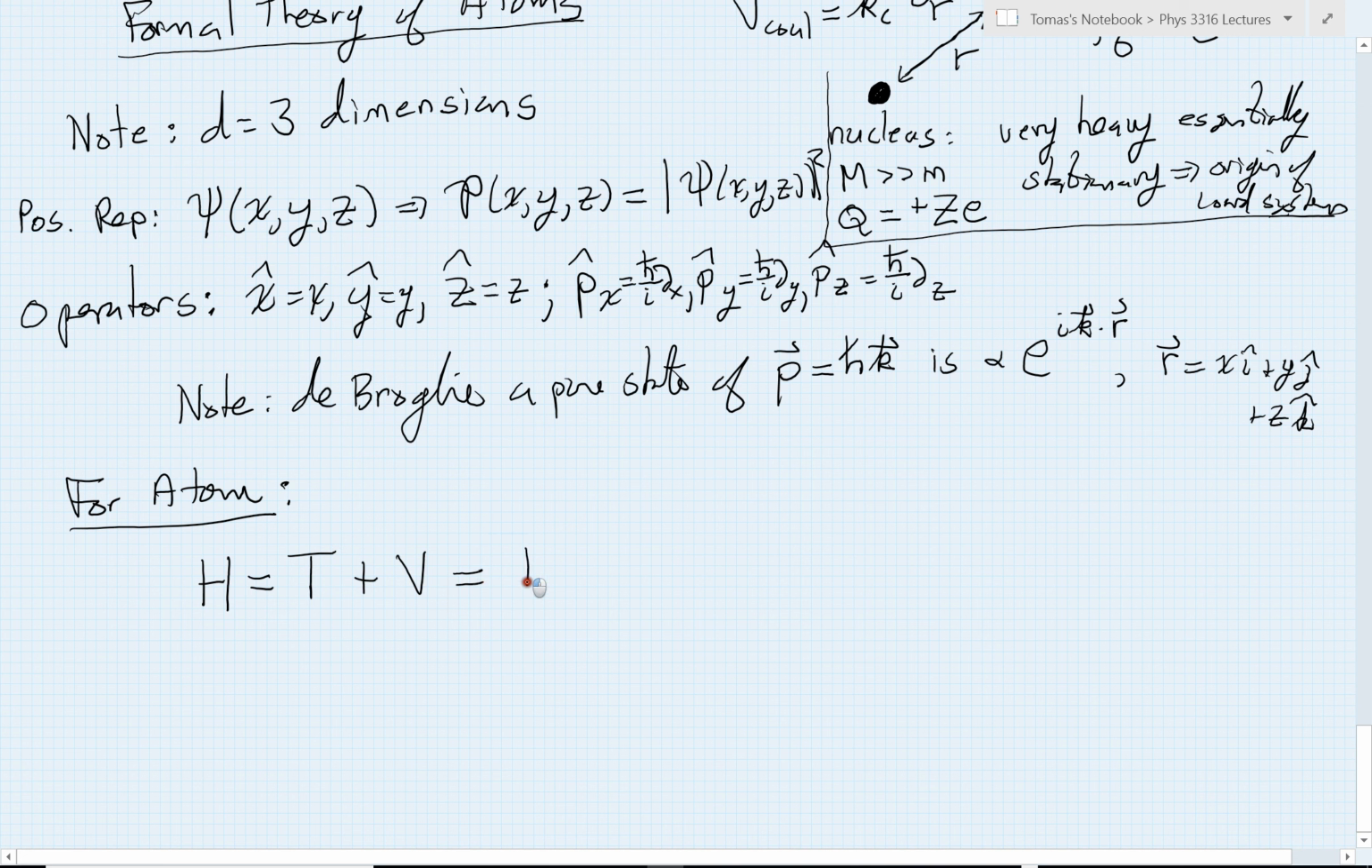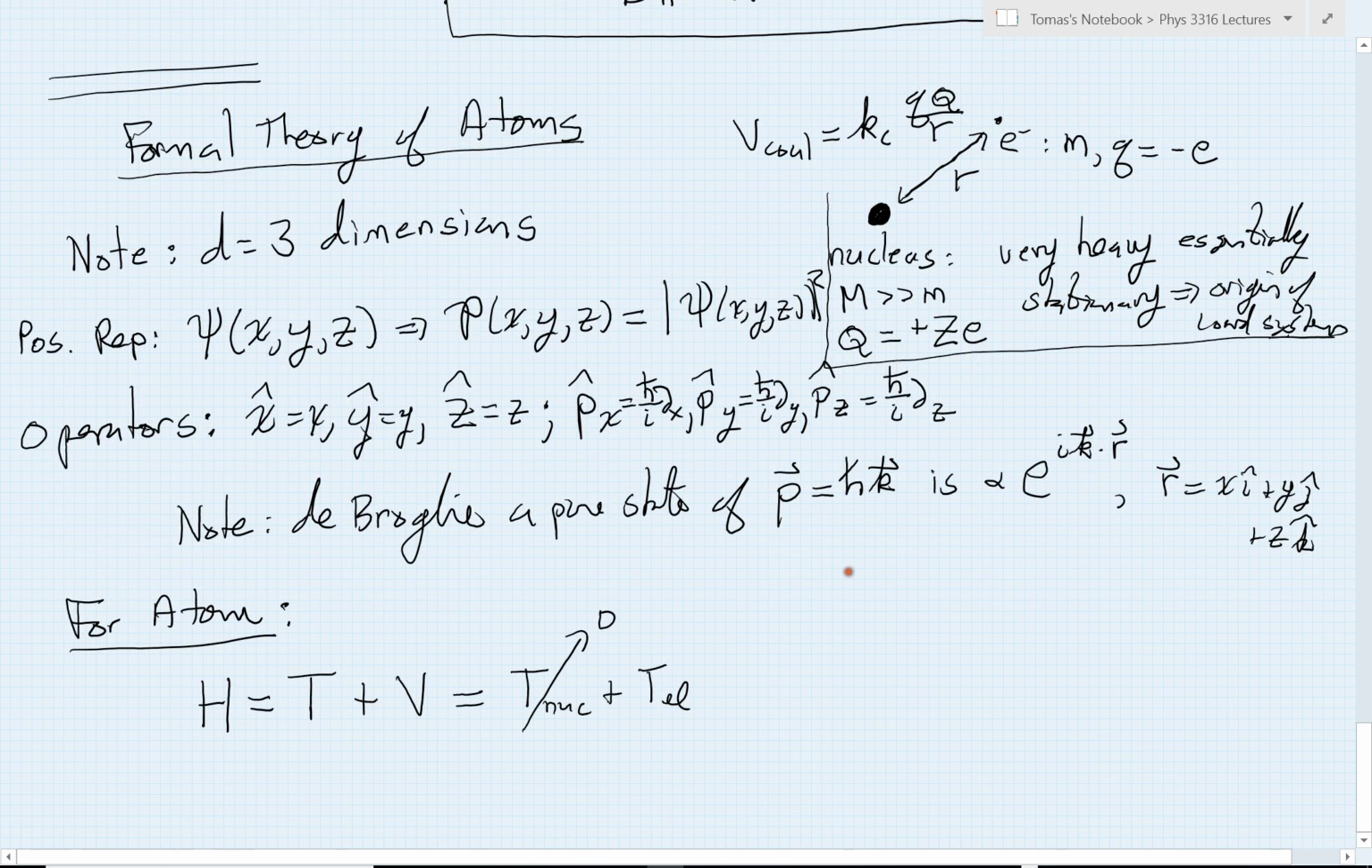And in this case, the kinetic energy is the kinetic energy of the nucleus plus the kinetic energy of the electron, right? But the kinetic energy of the nucleus, as we've said, we can approximate as 0 to a very good approximation. So I'll then just have the kinetic energy of the electron. The particular potential that we're talking about, there's only one interaction. It's this Coulomb interaction here that I had written down.